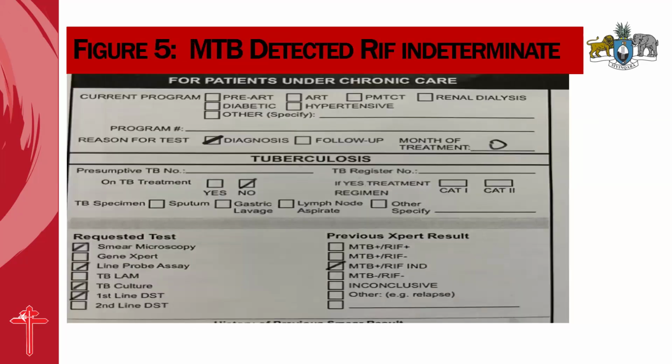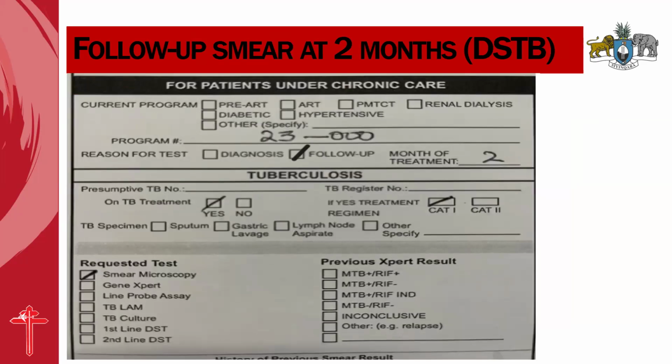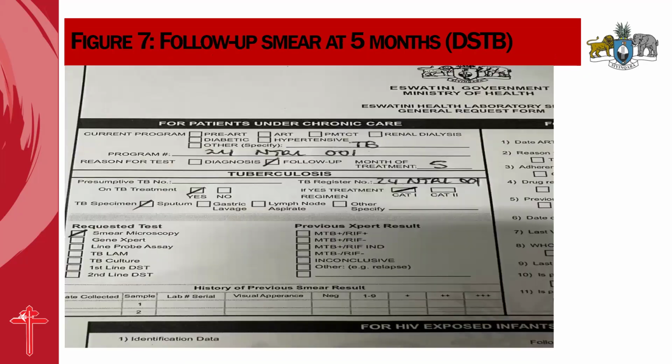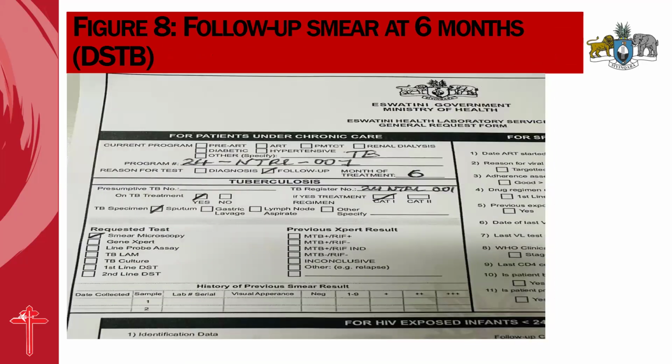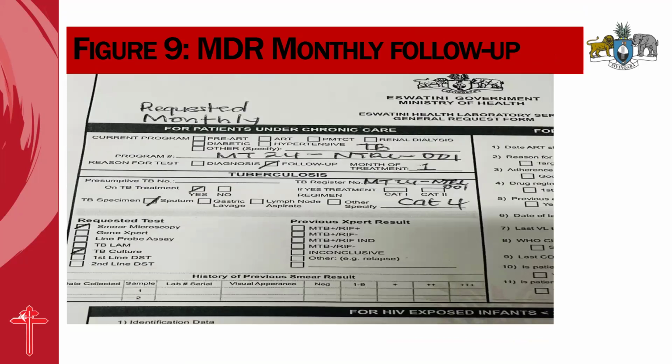Then I want to open one for follow-up. So this one is a follow-up. You can see TB treatment is yes, because it's a follow-up. Then we have the test that is requested, smear microscopy, and they'll do the smear microscopy. And for NTRL, they are going to order TB culture, because we use TB culture for monitoring.